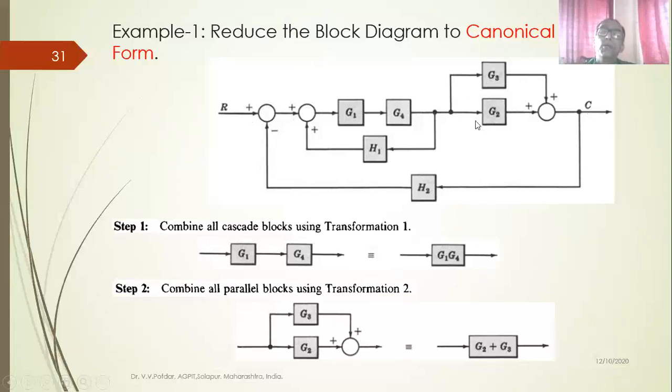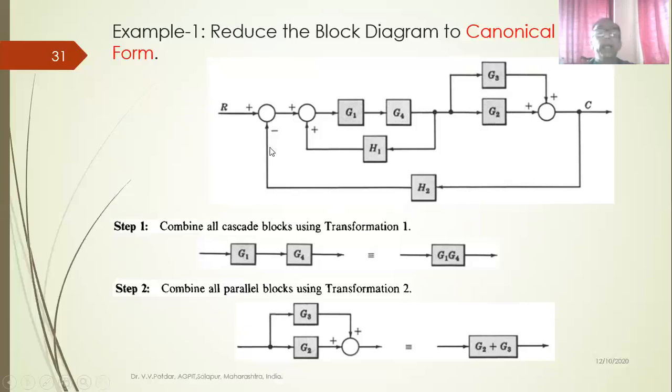1, 2, 3, 4, 5, 6 blocks are there. And forward path, I've got 5 and one feedback path block is there. So what is asked? Reduce the block diagram to canonical form and obtain C by R, isn't it? So by using rules of block diagram algebra, I need to convert this into a single block in the forward path and single block in the feedback path.